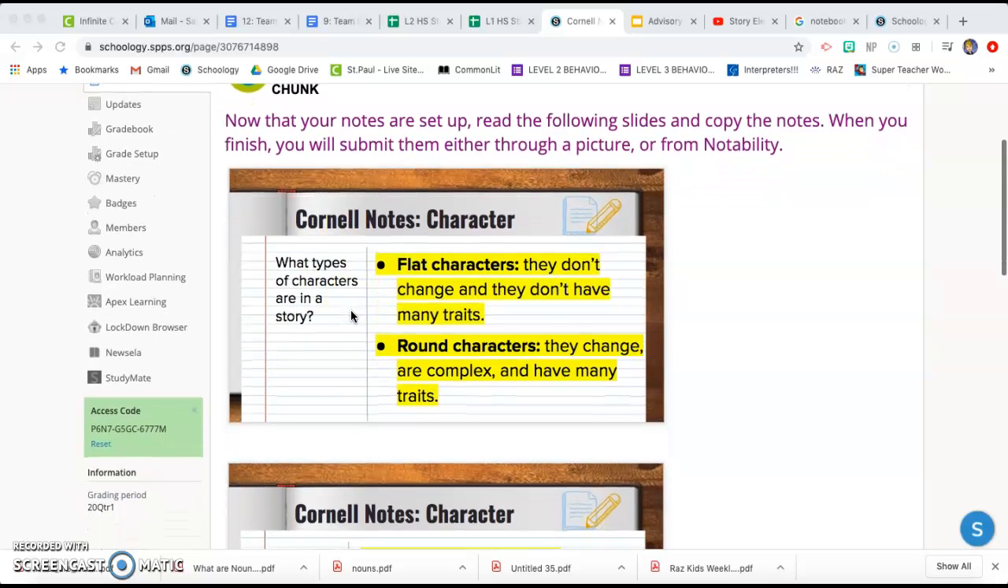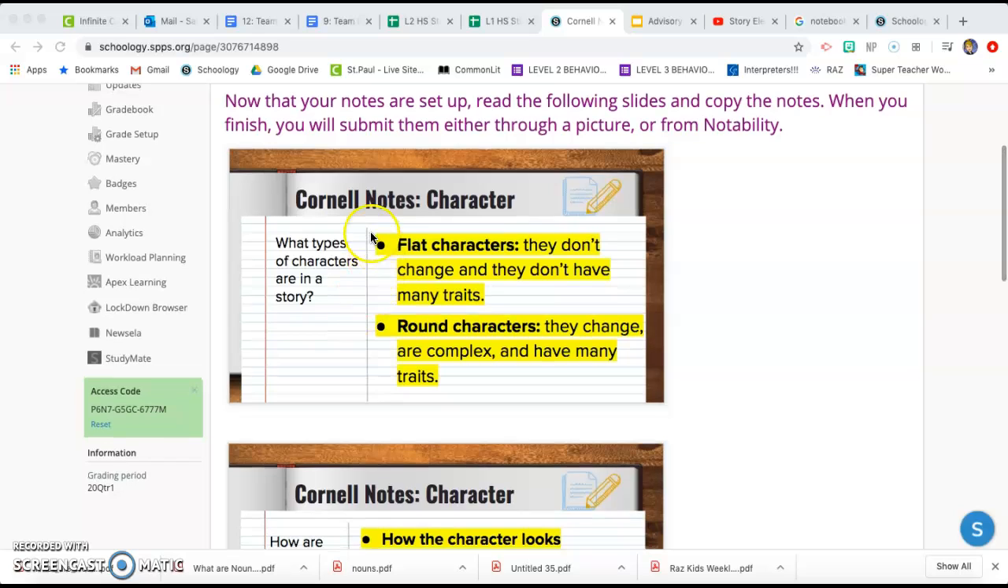So at the top of your page, you should have a line that you start down the side, and you are going to write this question today. What types or kinds of characters are in a story?